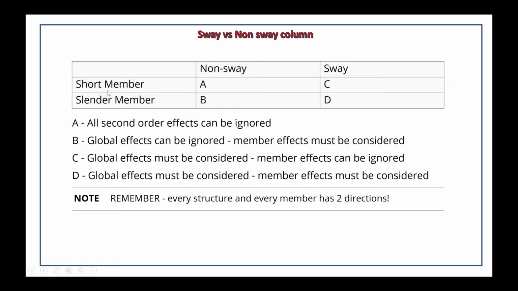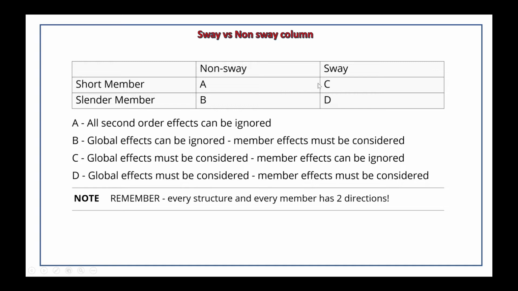Slender member, you can call it long column, but non-square. Global effect can be ignored, but member effect must be considered. Member effect is the small P-delta. Small P-delta must be considered. For the global effect, big P-delta can be ignored.